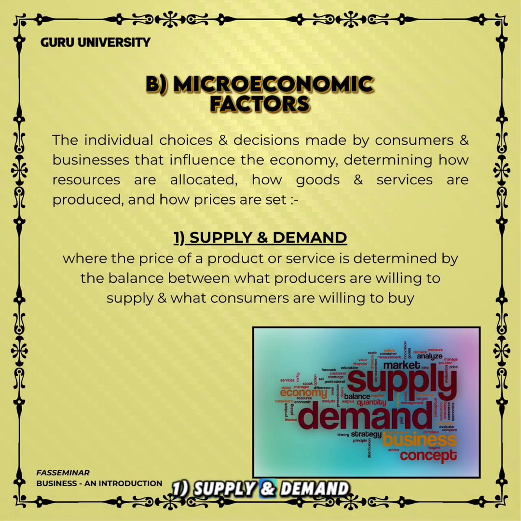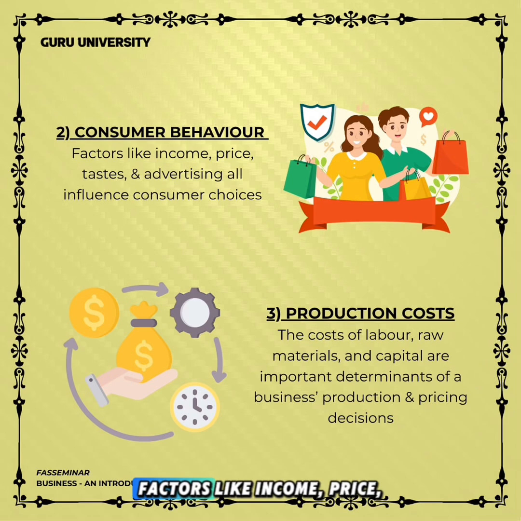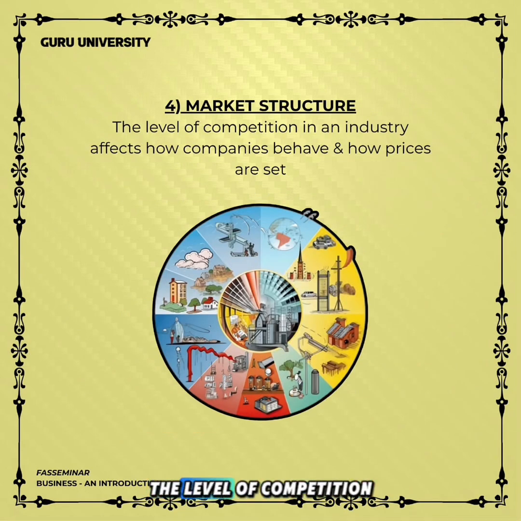1. Supply and demand, where the price of a product or service is determined by the balance between what producers are willing to supply and what consumers are willing to buy. 2. Consumer behavior, factors like income, price, tastes, and advertising all influence consumer choices. 3. Production costs, the costs of labor, raw materials, and capital are important determinants of a business's production and pricing decisions. 4. Market structure, the level of competition in an industry affects how companies behave and how prices are set.